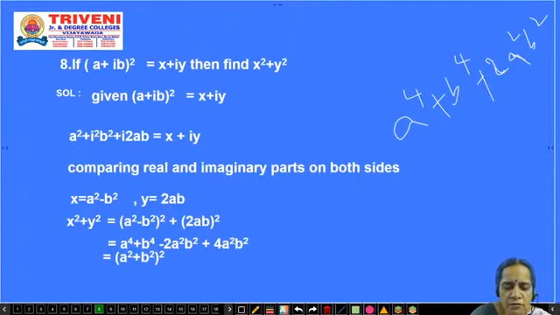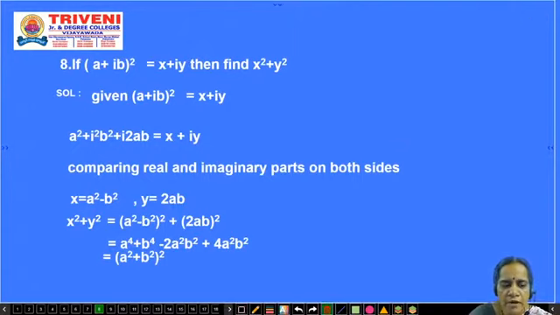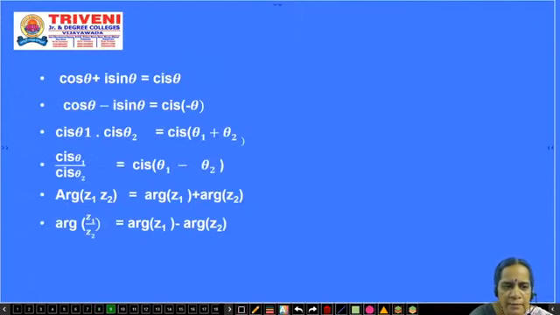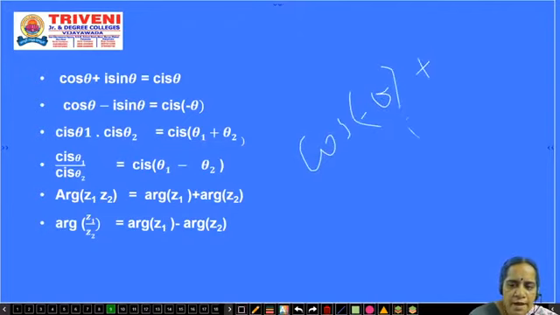How many formulas are used in this problem? Only one formula, that is a plus b whole square, and the next one is a square minus b square. Okay, next are some basic note points. Cos theta plus i sin theta is equal to cis theta, that is cis means cos plus i sin. Cos theta minus i sin theta is equal to cis of minus theta, that is cos of minus theta plus i into sin of minus theta.